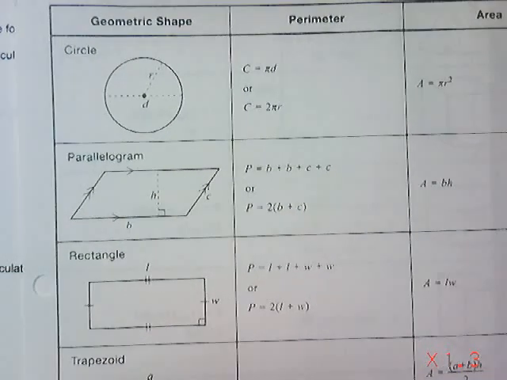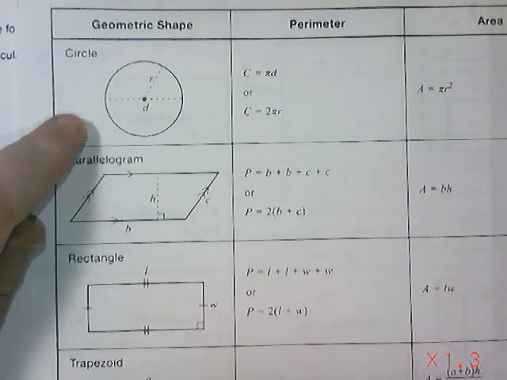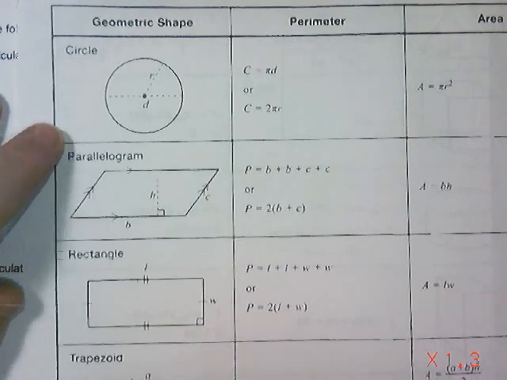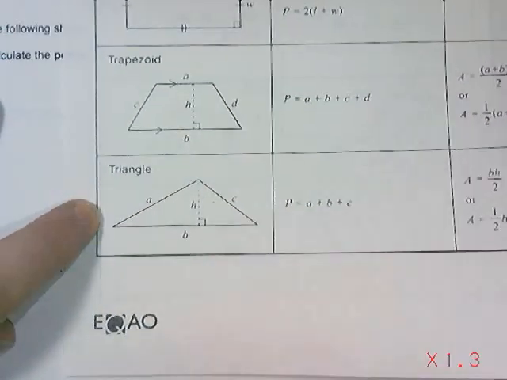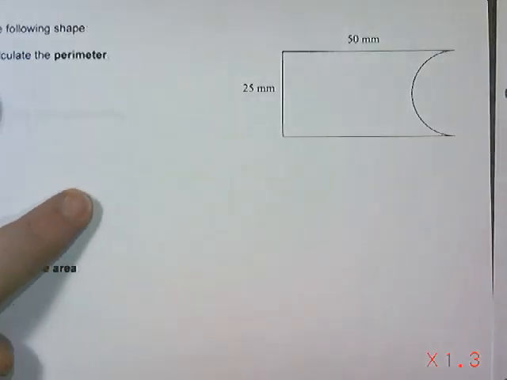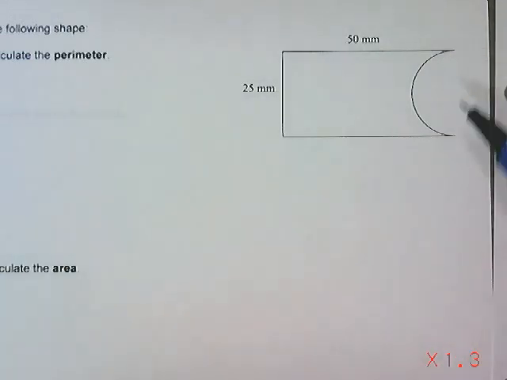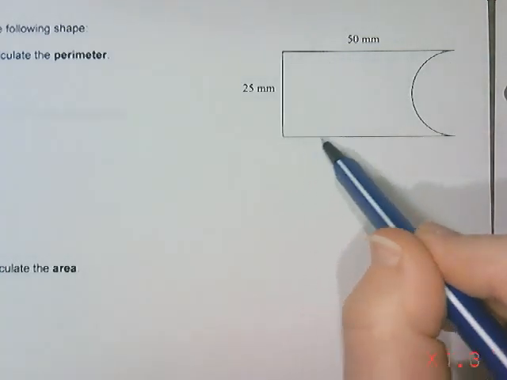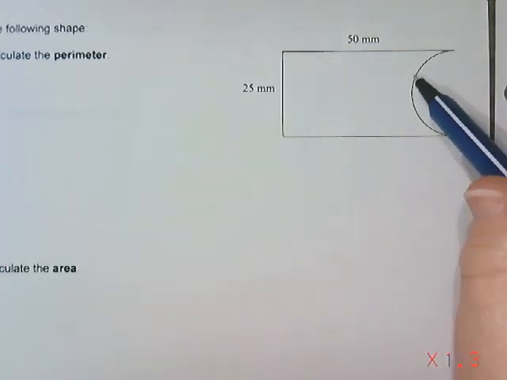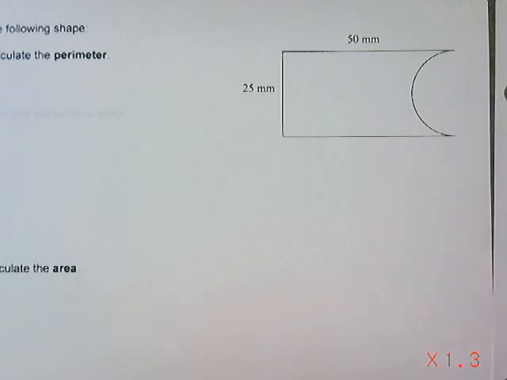So on our formula sheet, we have formulas for circles, parallelograms, rectangles, trapezoids, and triangles. But this shape is not any one of those shapes. It's actually a combination of 2 other shapes. To me, this looks like a rectangle with part of a circle cut out.